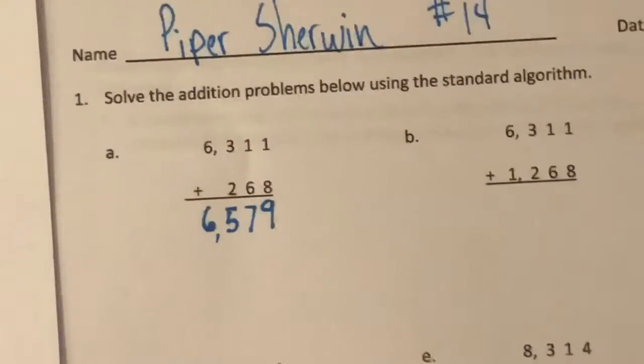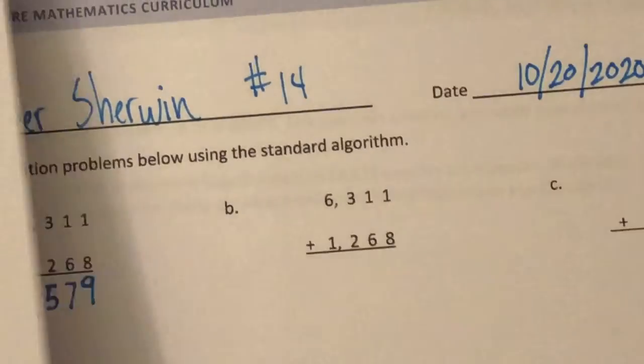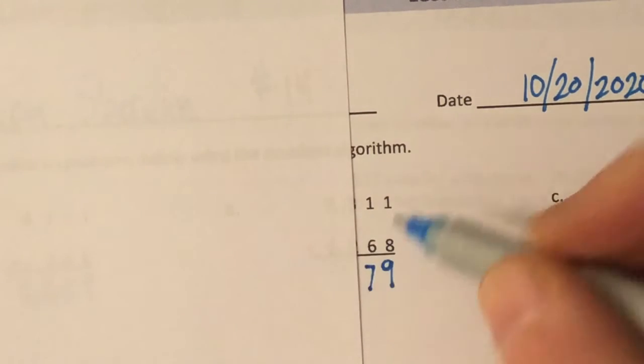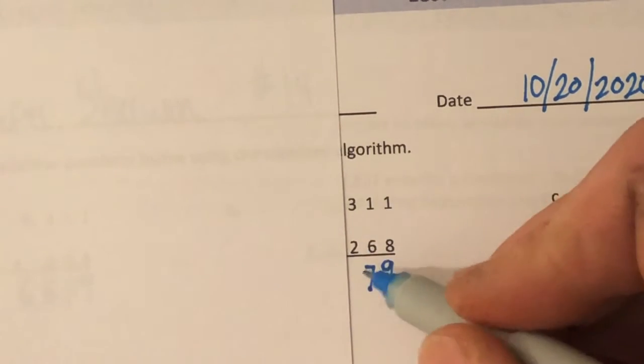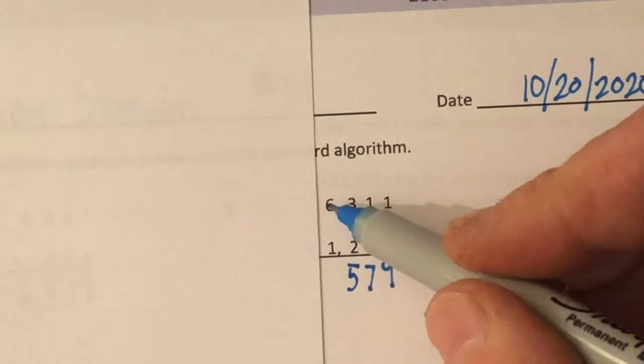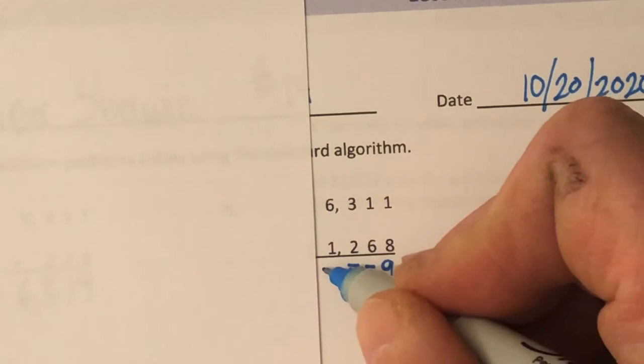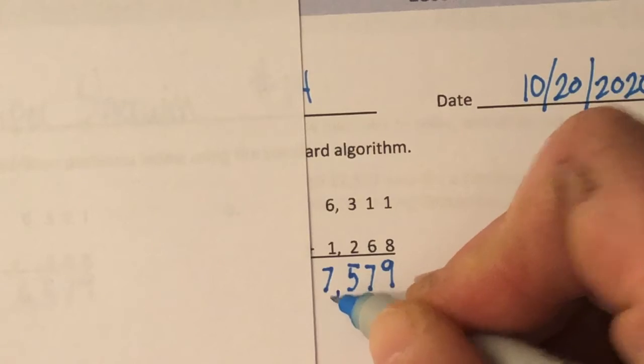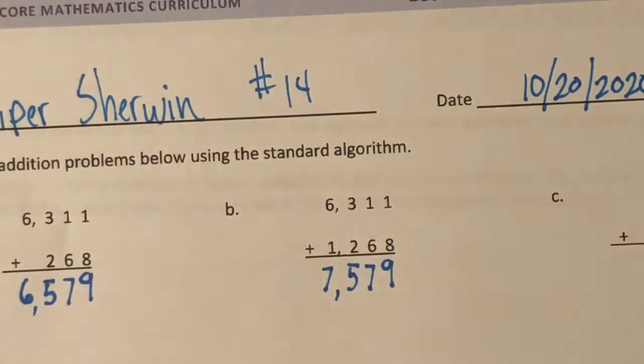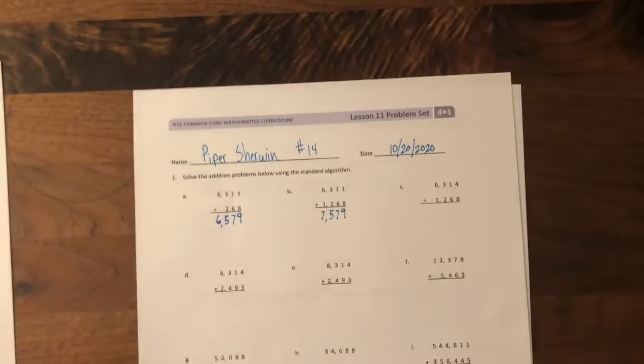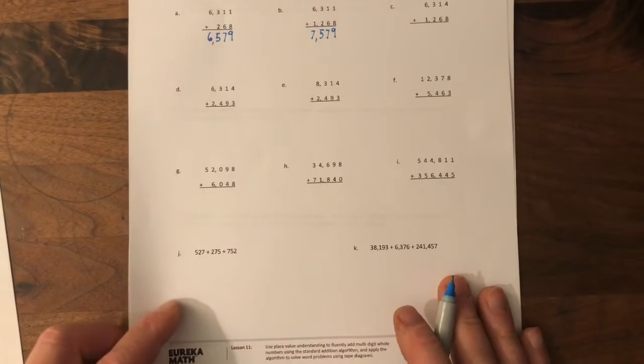Let's do the next one, okay? Over here, in my ones place, I'm going to start all the way to the right. 1 plus 8 is 9. 1 plus 6 is 7. 3 plus 2 is 5. And 6 plus 1 is 7. 1, 2, 3, comma, 7,579. Does this make sense? I certainly hope it does, okay? Now let's skip down to the bottom here and show you what this one's going to look like, okay?